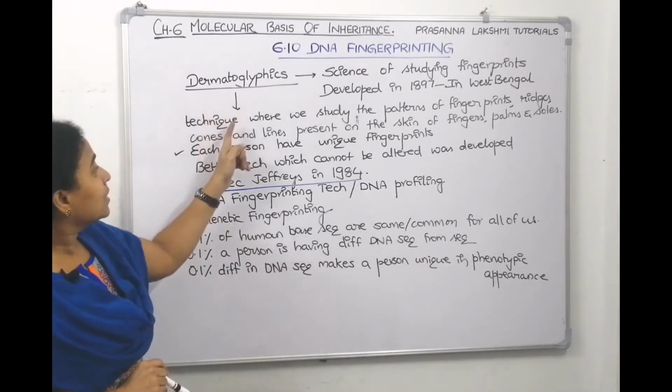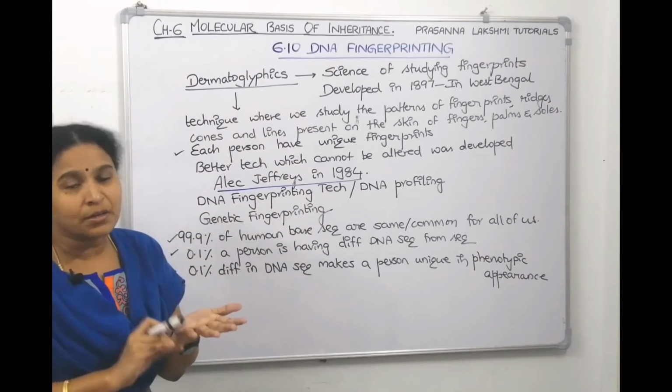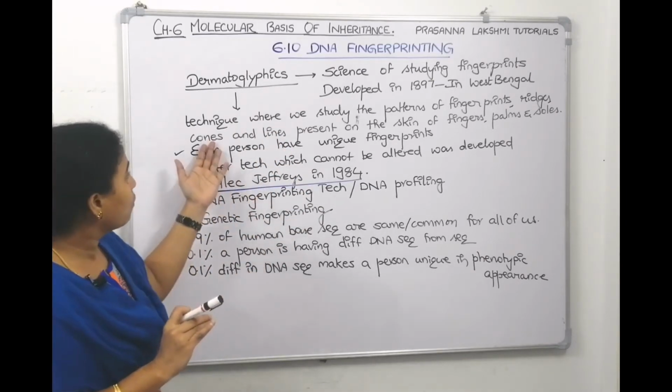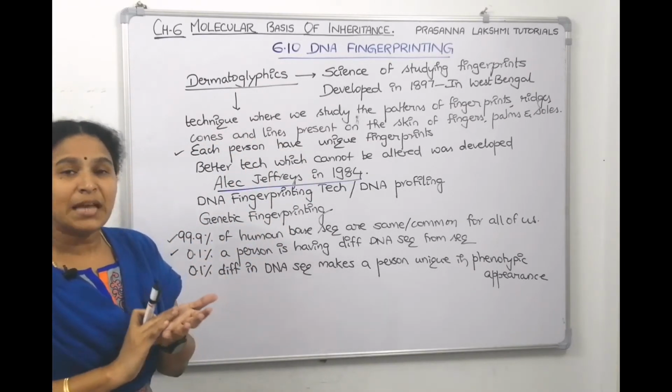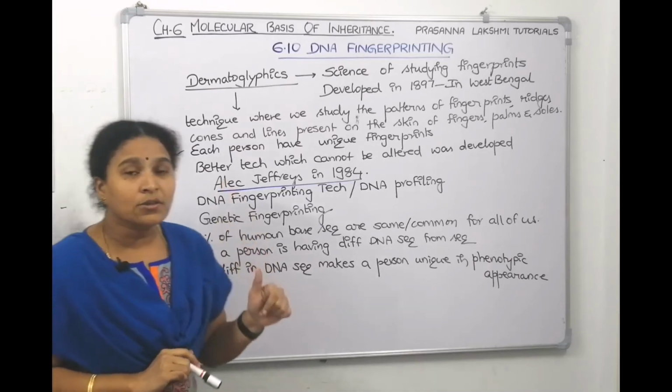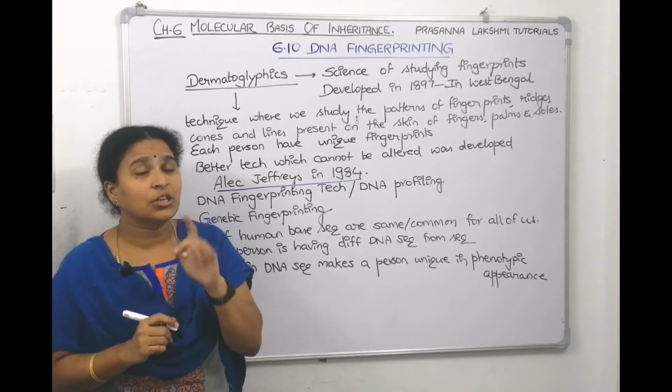So what is this technique? In this technique, we will study the patterns of the fingerprints, patterns of the ridges, circles, cones, lines present on the skin of the fingers, palms and the soles, right? And it also helps us in criminal investigation. It also helps us in identifying certain genetic disorders.